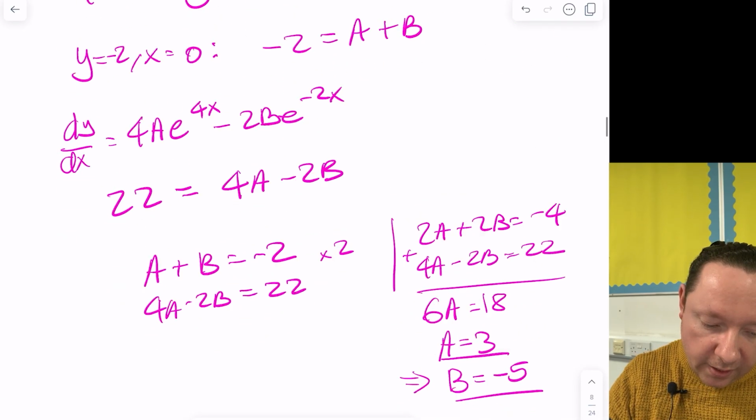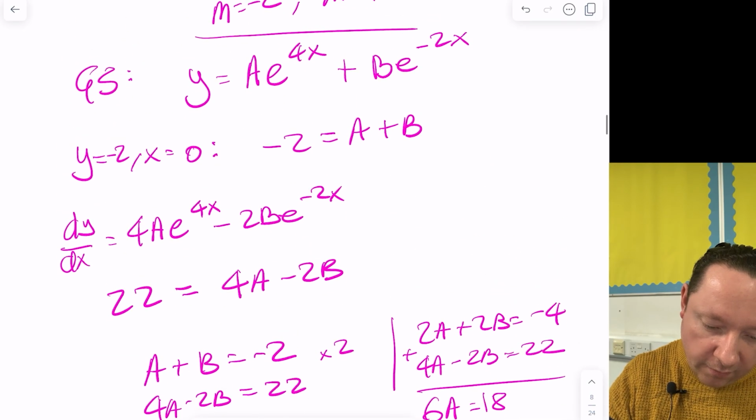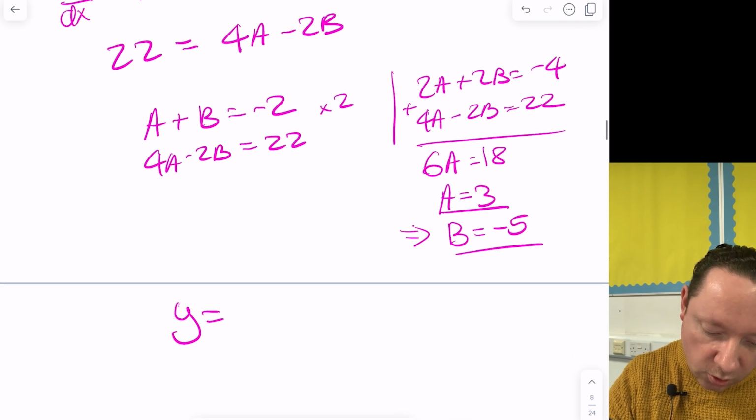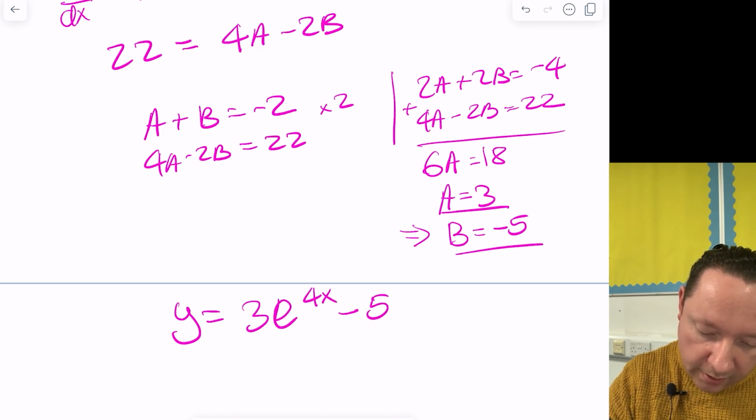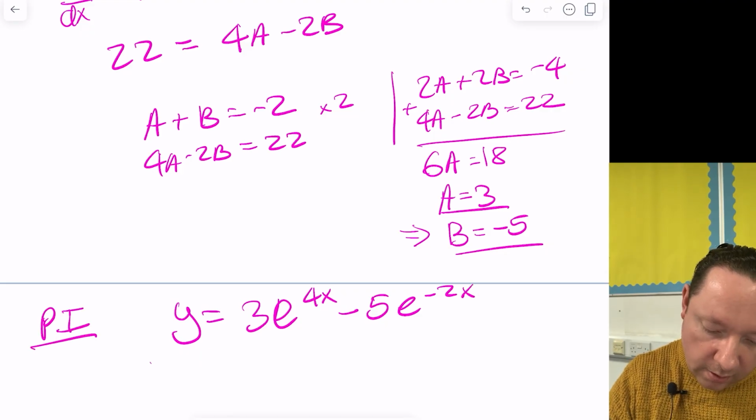Now to get our answer then, y just equals, remember it was a e to the 4x plus b e to the minus 2x, 3e to the 4x minus 5e to the minus 2x. That's our particular integral, and we're done there.